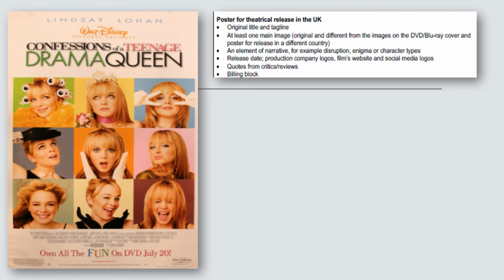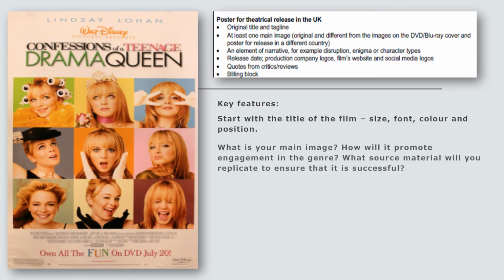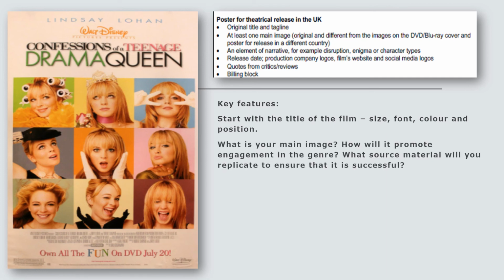Let's break down what you need to do then when creating your theatrical release poster as described by the brief. Start with the title of the film, its size, font, colour and position on the poster. What is your main image going to be? How will it promote engagement in the genre? What source material will you replicate to ensure that it's successful?